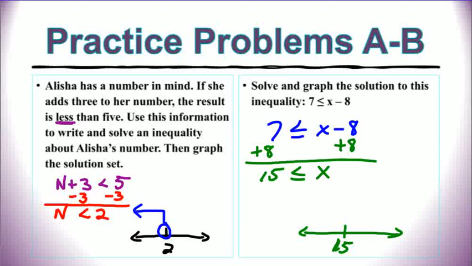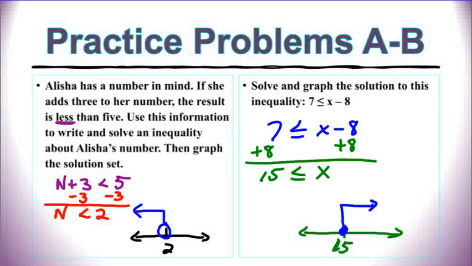Okay, so it's got the equal to sign in here, so filled in circle. When you're trying to figure out which direction to put the arrow, you should always start from the variable and read it from that direction. So x is greater than or equal to 15. So greater than or equal to 15 has to go to the right.